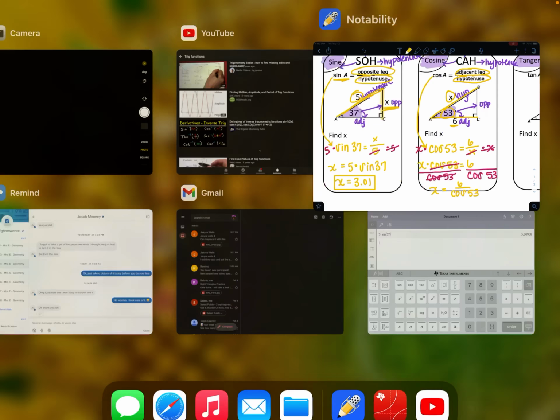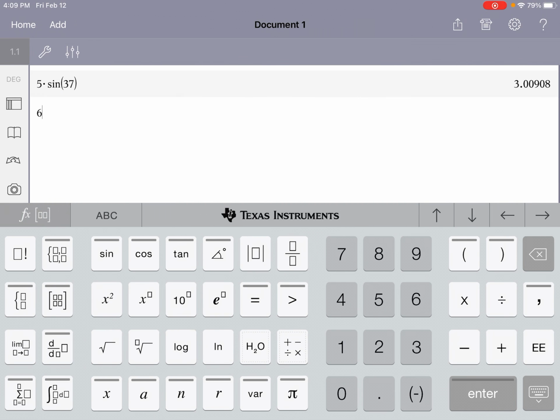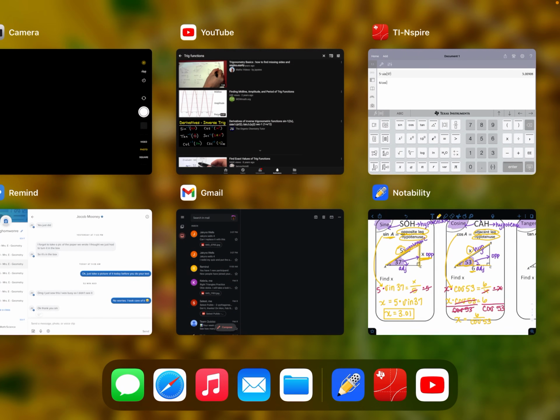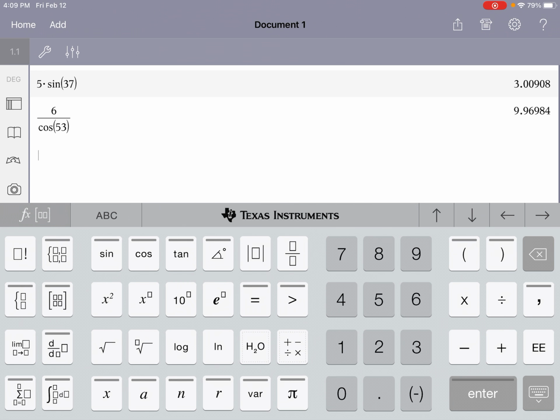So in your calculator, you're going to put 6 divided by, hit the cosine button. It's next to the sine button under ABC. 53. Okay.